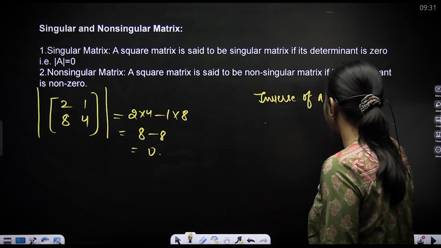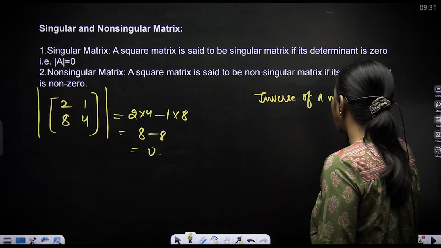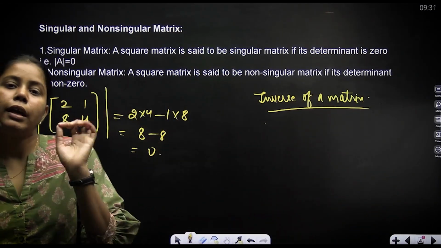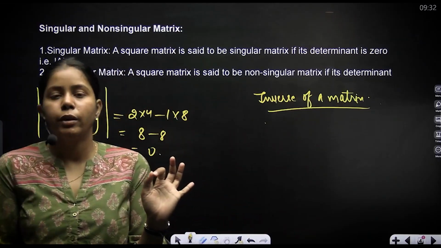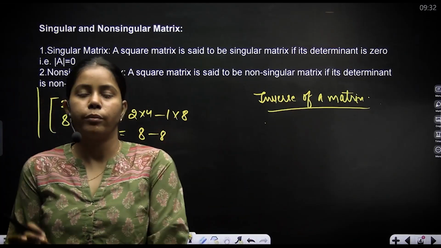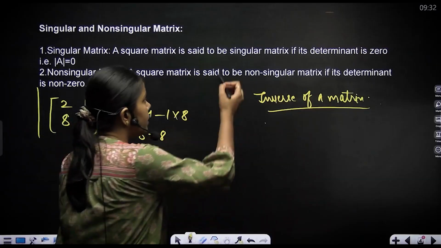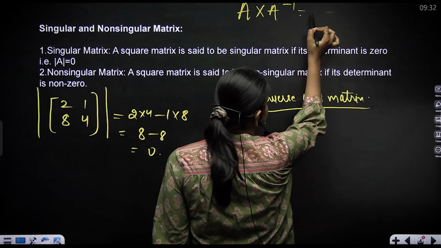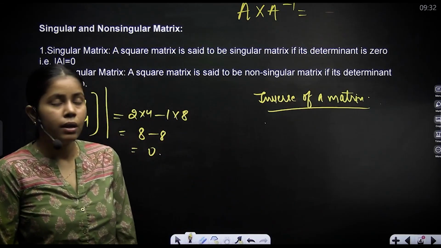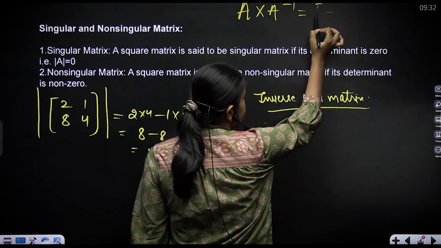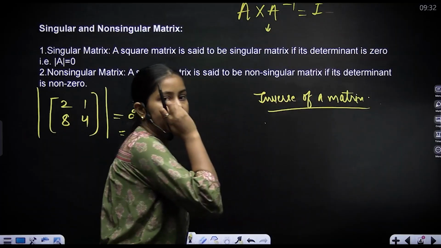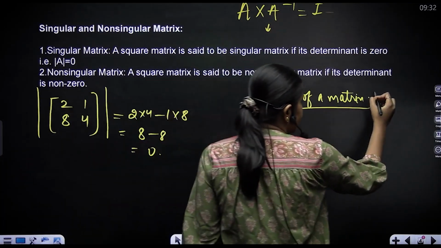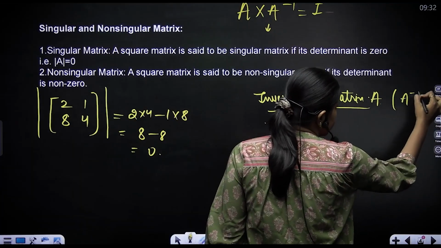Inverse of a matrix. You have all heard about the inverse of a number. What is the inverse of a number? If I have the number 2 and I multiply it with 1 by 2, I get 1. So the inverse of 2 is 1 by 2. Same we have with a matrix. If I multiply A with its inverse, A inverse, I get identity. So A inverse is the inverse of a matrix A.